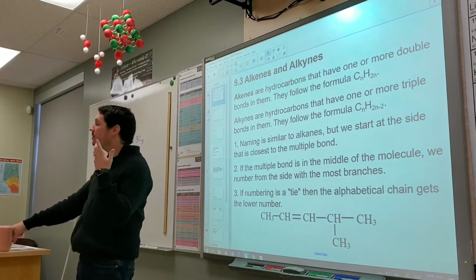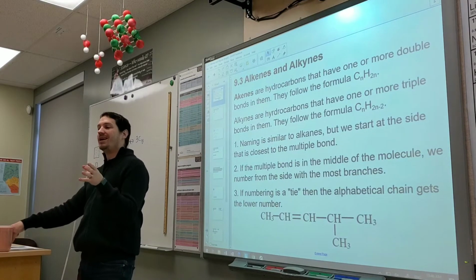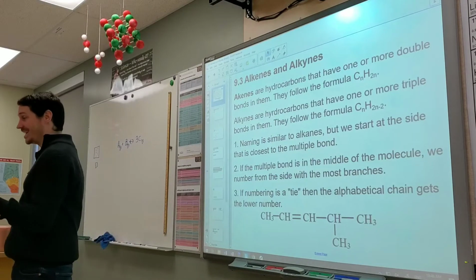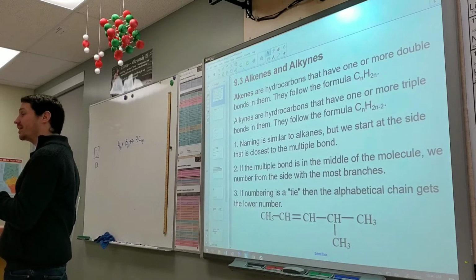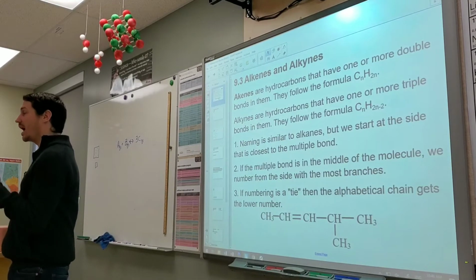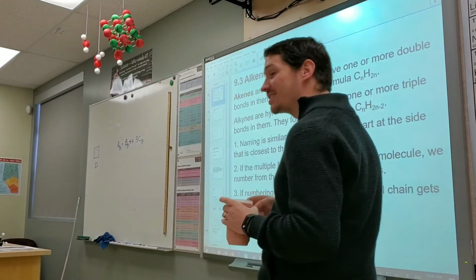The reason why we've been using ane is because the class of compounds that we've been dealing with so far has been called alkanes. But we're going to switch that up. We're going to start calling some things alkenes and also alkynes. And they represent a different class of molecules.